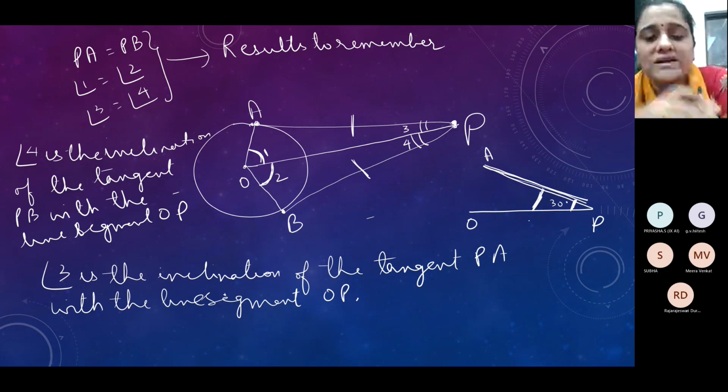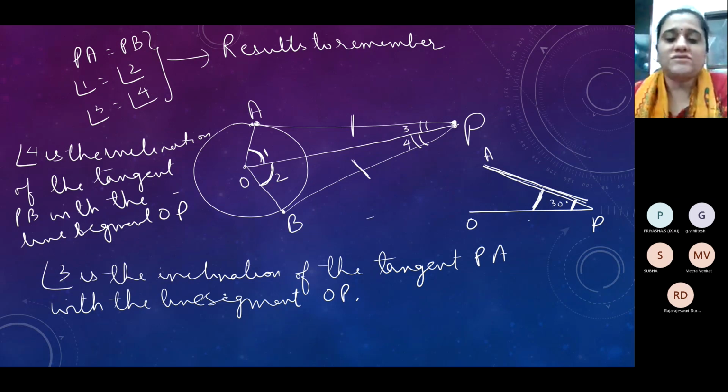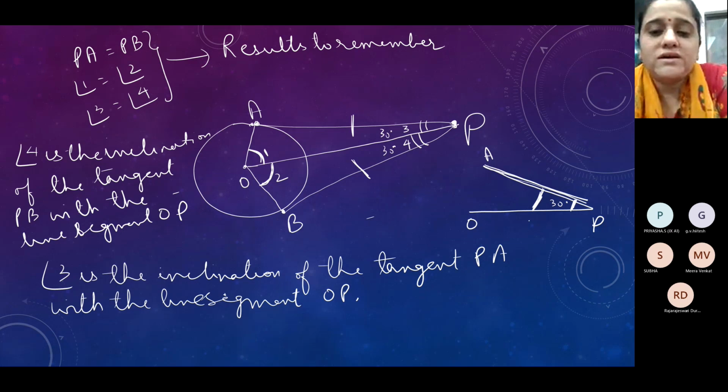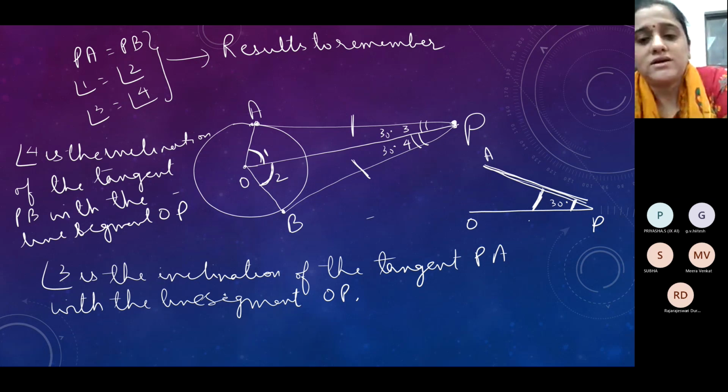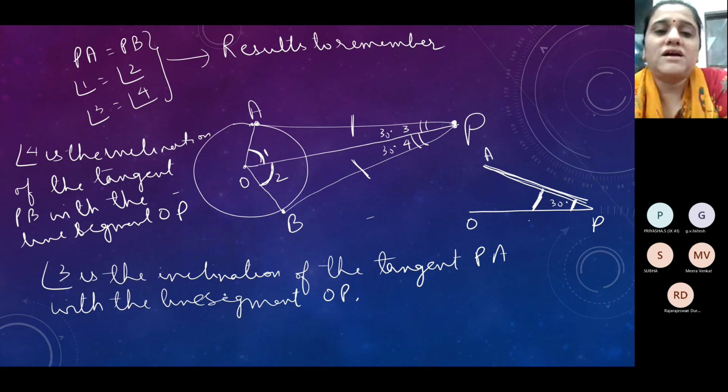So the tangents are inclined. I'll just give some number. Supposing I say this is 30 degrees and this is also 30 degrees. So we say that a tangent AP is inclined at an angle of 30 degrees with OP. Similarly, tangent BP or PB is inclined at an angle of 30 degrees with OP.